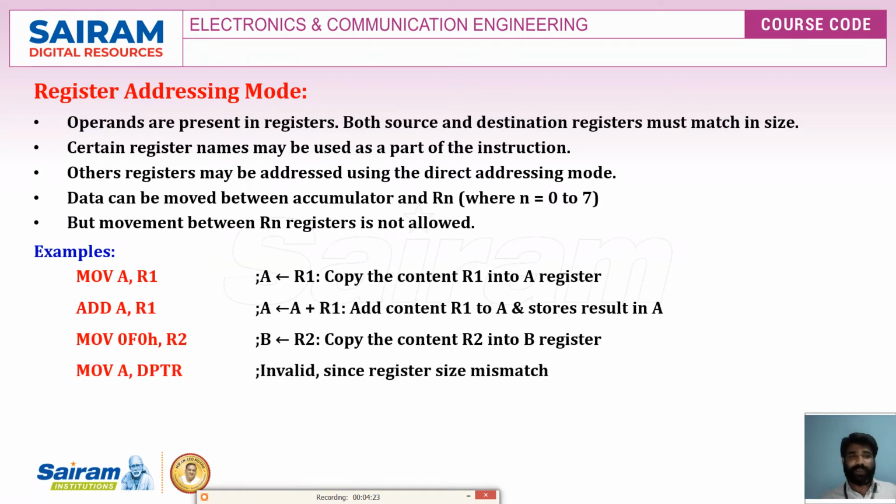And MOV A, DPTR is invalid. It is invalid because the destination is A, correct? The source is DPTR. DPTR is a 16-bit register, but A is an 8-bit register. 16-bit data cannot be copied to an 8-bit location. That is why one condition is specified: both source and destination registers must match in size. And again, MOV R3, R2 is invalid because of the condition specified. Movement between the registers Rn is not allowed.